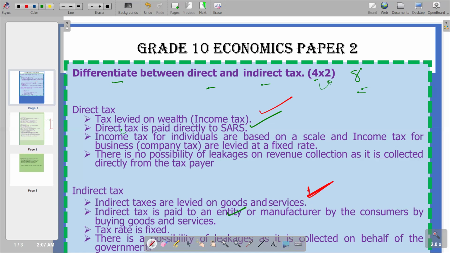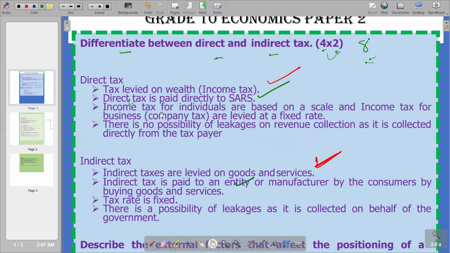Going on to the next difference, under direct tax, income tax for individuals is based on a scale, and income tax for businesses is levied at a fixed rate. Direct tax charged on individuals is based on a scale, while for businesses, such as carbon tax, it is a fixed rate. But if you go to indirect tax, the rate is just fixed. So it becomes a difference that we can also deduce.